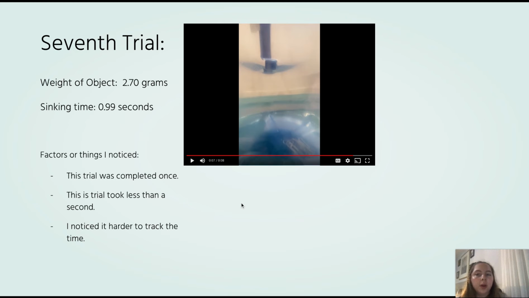Okay, the weight of this object for the seventh trial is 2.7 grams, and it has a sinking time of 0.99 seconds. I've only completed this trial one time, and this trial took less than 1 second by 0.01. I noticed that it's being quite harder to keep track of the time when I am timing this. However, it keeps decreasing, so I've done my best to continue to stop the timer at the correct spot.